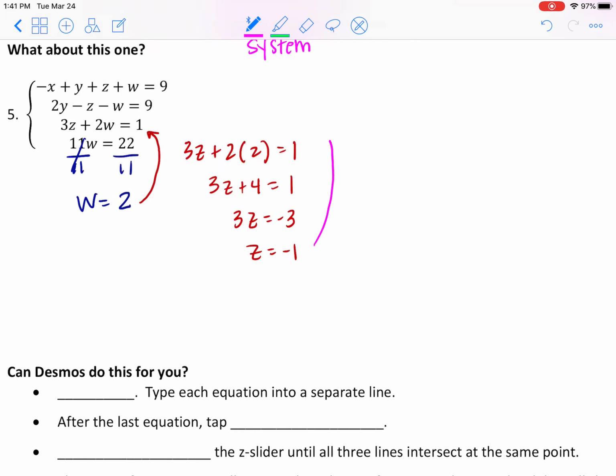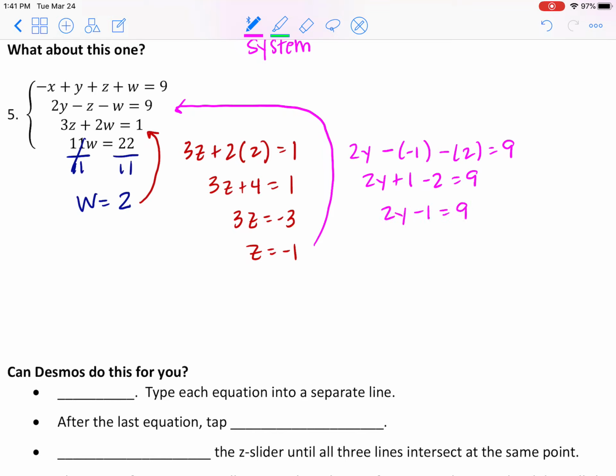I'm going to take the w and the z and plug into the next level up here. So we're looking at 2y minus z, which we just found was a negative 1, minus w, which was 2. That has to equal 9. So 2y plus 1 minus 2 equals 9. 1 and negative 2 makes negative 1. If I add that 1 over, then 2y has to equal 10. And then dividing, we see that y has to equal 5.